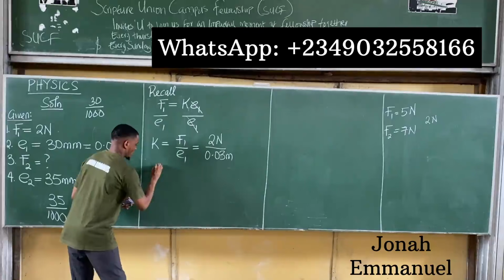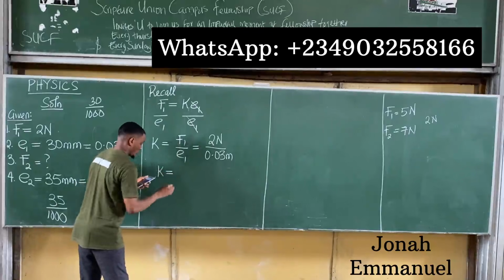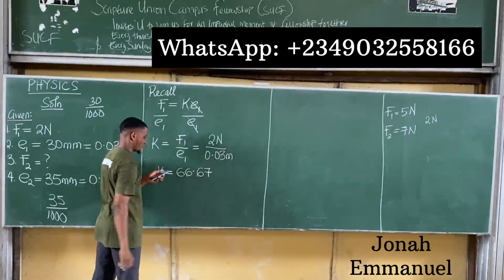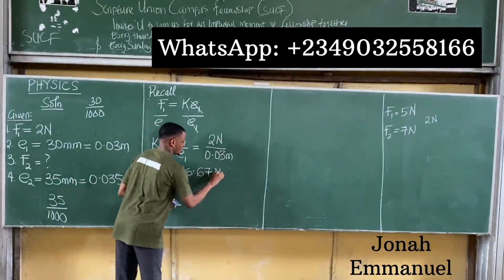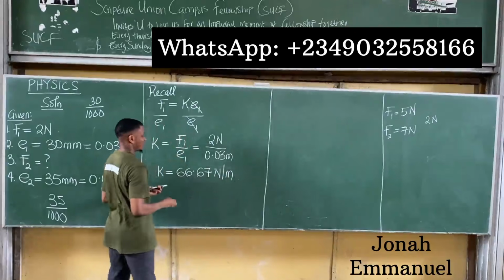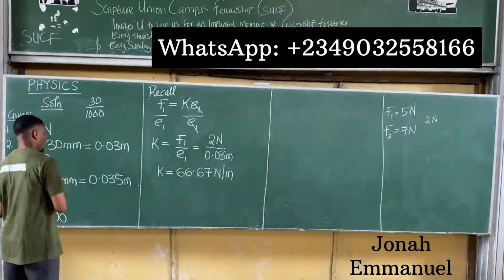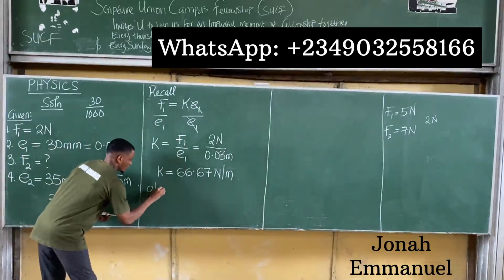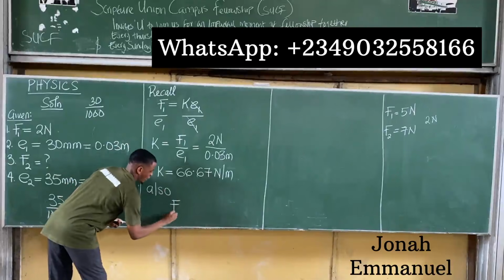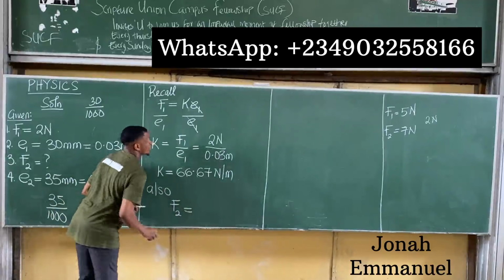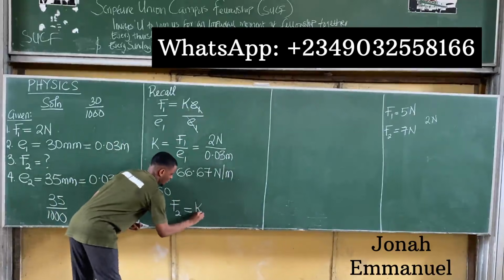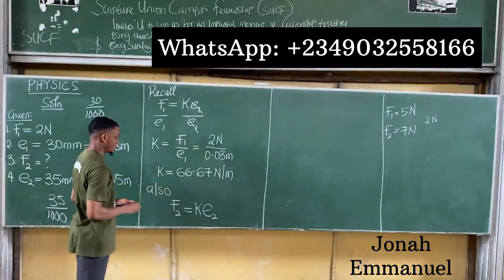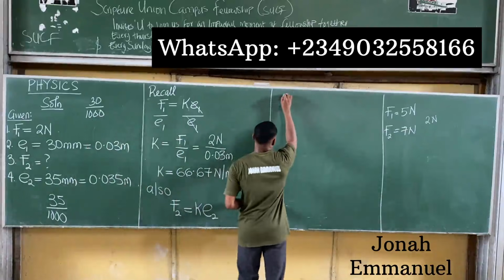That means k is equal to approximately 66.67 Newton per meter. That's the value of k. All right, so let's use this value of k to find F2. Also, we know that F2 in this case is equal to, just like you have here, kE2. Don't forget we said k does not change. It's a constant.